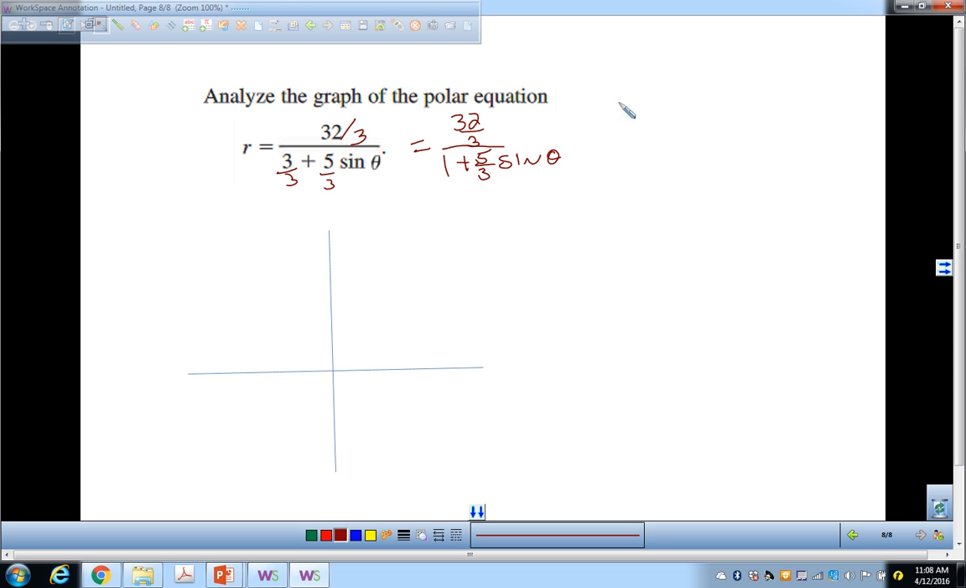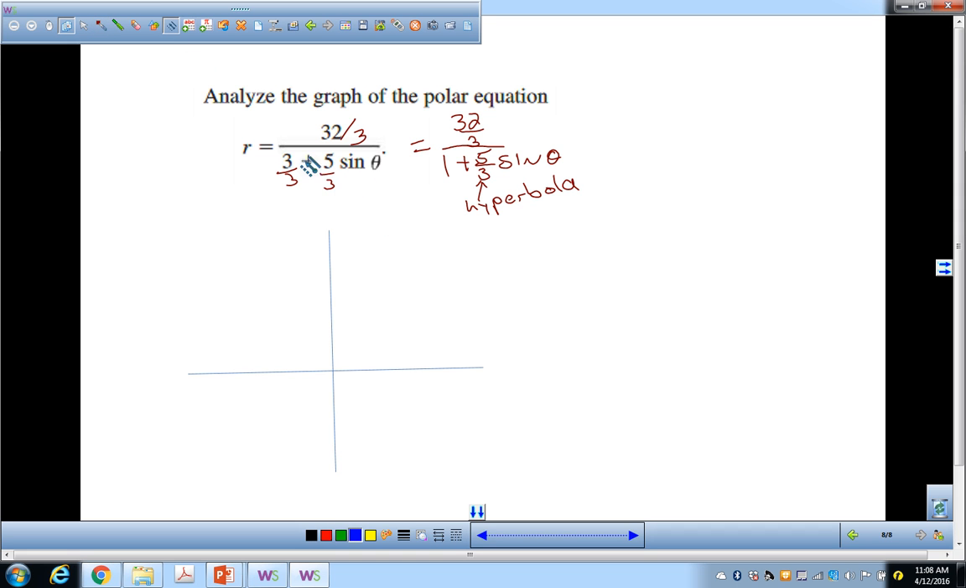What shape is this? Based on this, what shape is this? Right, because e is bigger than 1. If that was 1, then it would be a parabola. If that was less than 1, it would be an ellipse. Since this is bigger than 1, this means it's a hyperbola. Hyperbola.